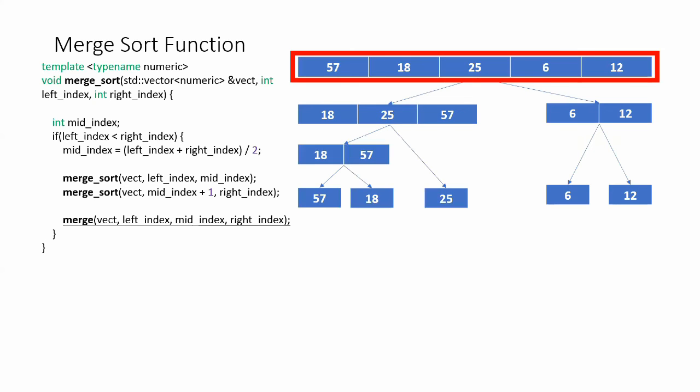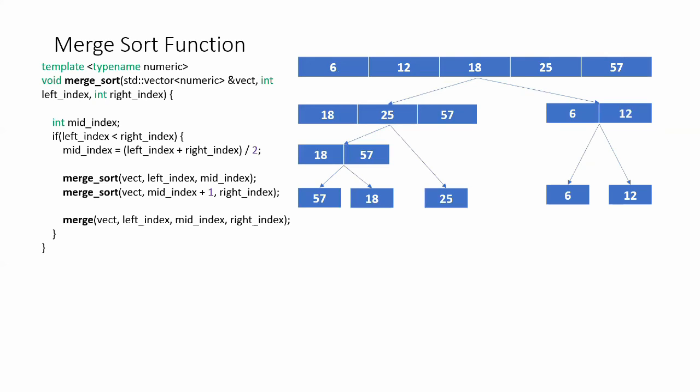So now we're here, finally, at the end of the master array, calling everything. We already have our 2 subarrays, the 18, 25, 57, and the 6 and 12. They're already sorted as subarrays. Now what merge will do is merge these 2 subarrays into the entire array. And this is what it'll look like. This ends the merge sort function call example.